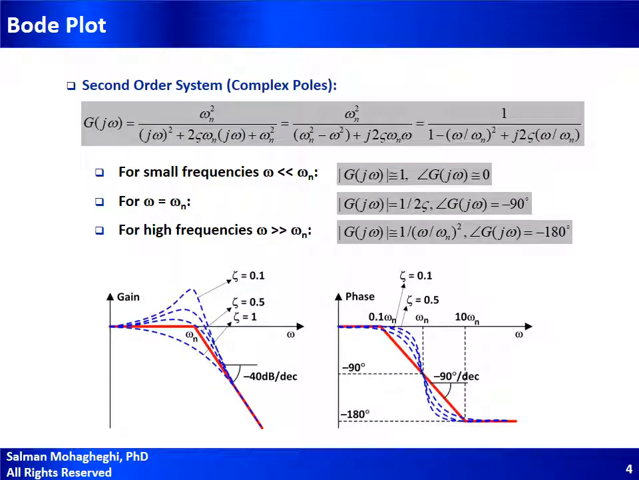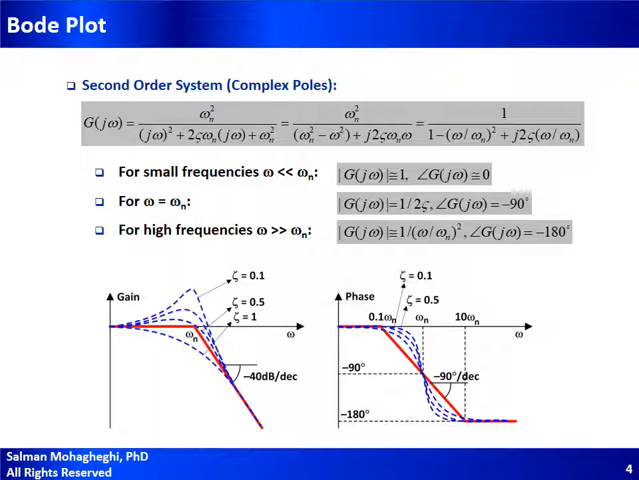We had a similar discussion for second order systems. These are systems that have complex poles. And again, you recall the standard format for a second order system, which was omega n squared divided by s squared plus 2 zeta omega n times s plus omega n squared. And then I would replace all the s's with j omega. Here, again, these are things that we have discussed before.